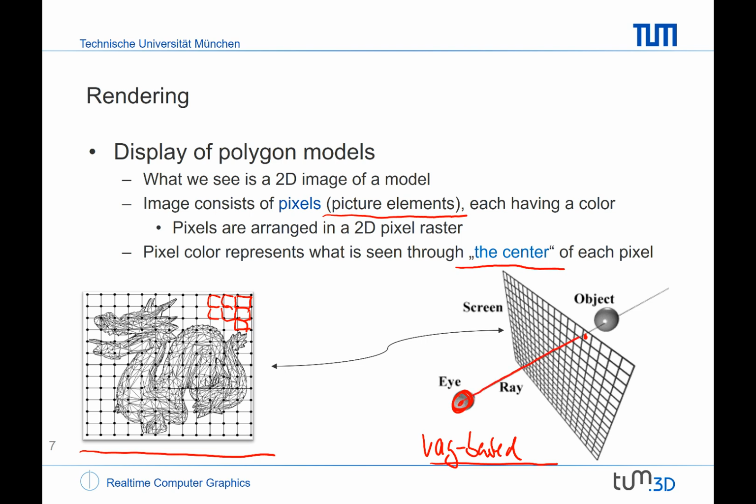And we can now simply take this ray, shoot this ray into the scene, and intersect that ray with all the objects in the scene. And of all the intersection points that are computed, the one closest to the eye point will be the one whose color is seen through that pixel.